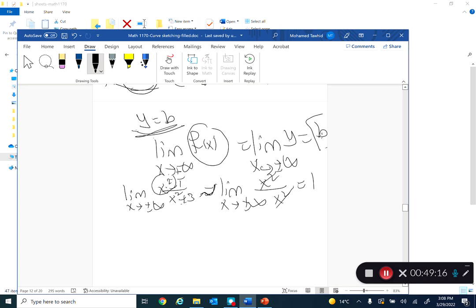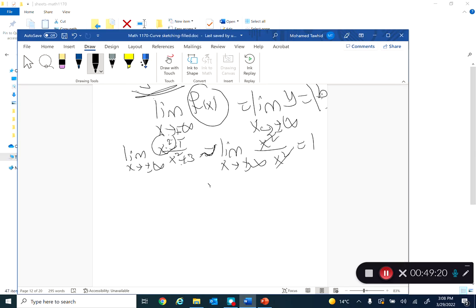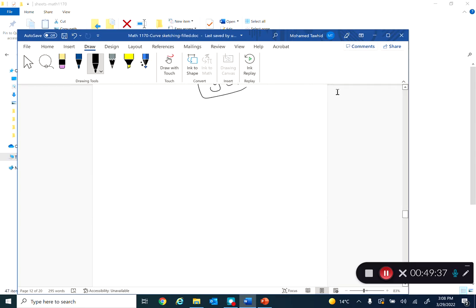What is the limit of any constant? The same constant, which is 1. So now what did you get? You get y equal 1. That is your f of x, and f of x is y, and it turns out equal to the constant b. What is your b here? B here is 1, so y equal 1. That is our HA. Okay, guys?